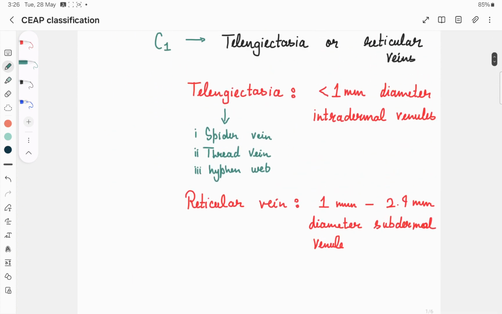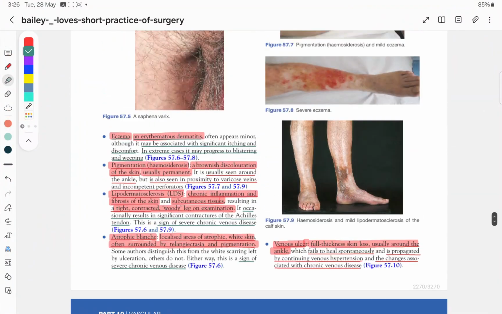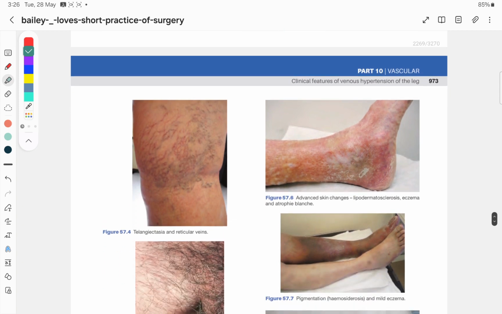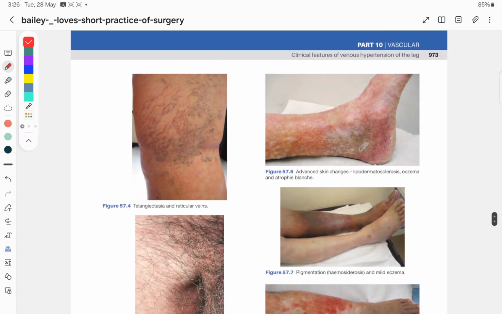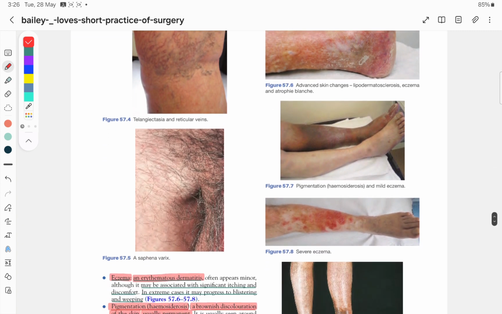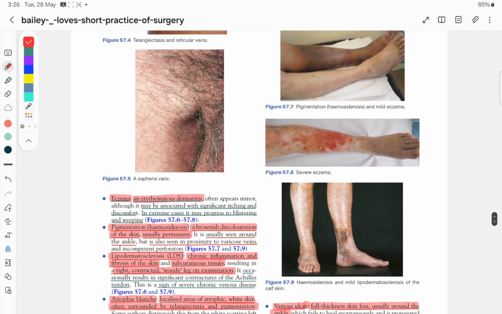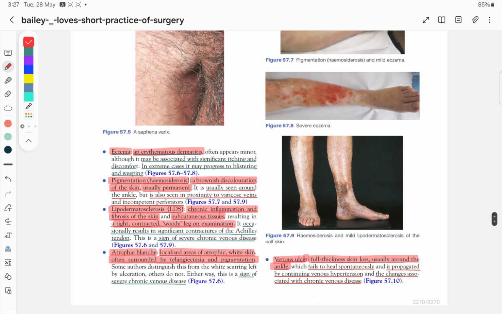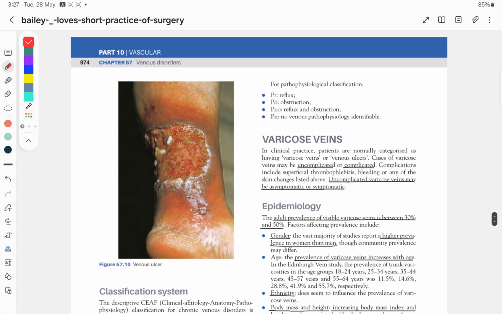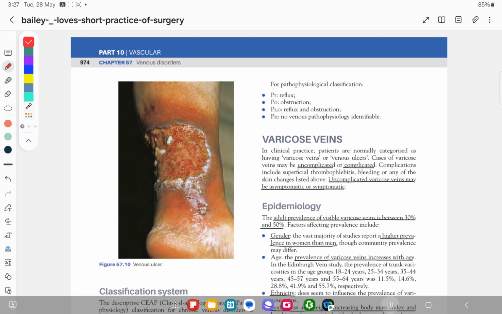with all the required definitions of telangiectasia, reticular vein, corona phlebectatica. So now let's see the images also. This is telangiectasia and reticular veins from Bailey, figure 57.4. Then we can see advanced skin changes, lipodermatosclerosis, eczema, atrophie blanche, white discoloration. This is hemosiderosis in figure 57.7, brown pigmentation. This is severe eczema, erythematous dermatitis, and this is mild lipodermatosclerosis, and this is full-blown venous ulcer.